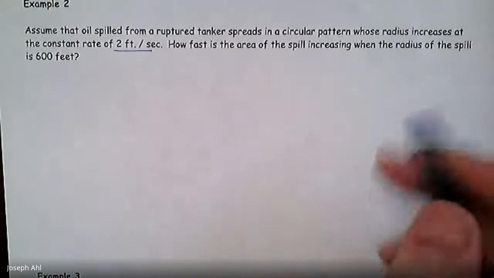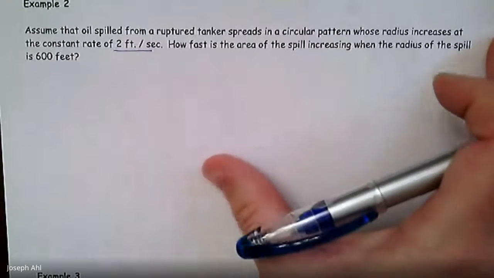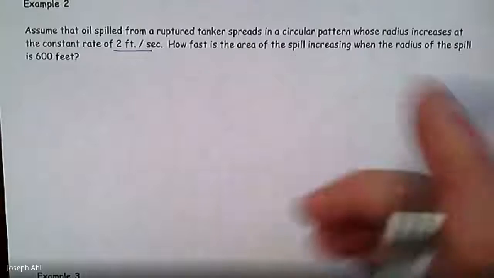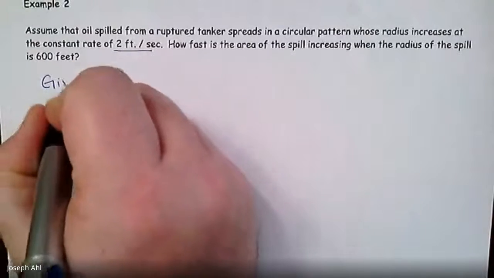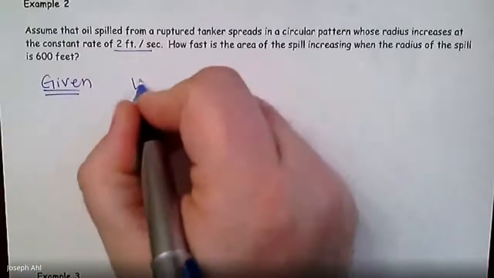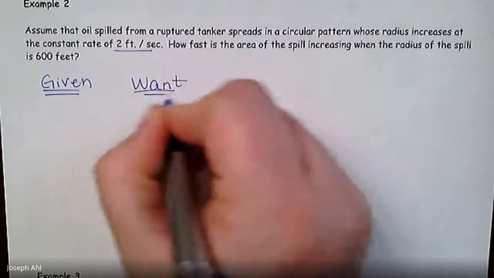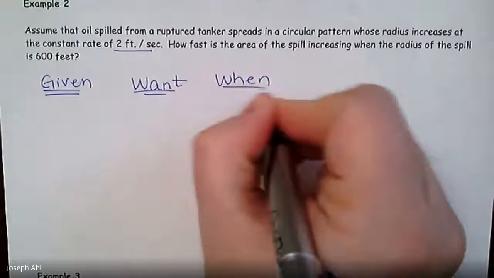I don't think we necessarily need a picture for this one. I think the picture, even in the last case, does help, even though it's a simple right triangle scenario. This one's just an area of a circle that's spreading as time goes on. So if you want to draw a picture of that, go for it. I'm going to get right into the given, want, when, the 3 things that I think help us to set up these related rates.